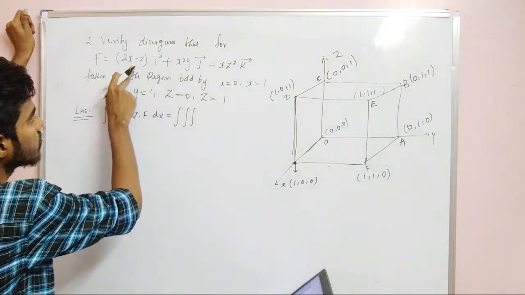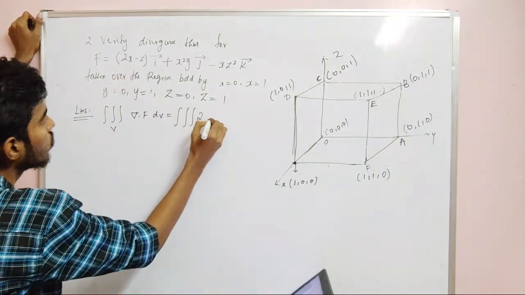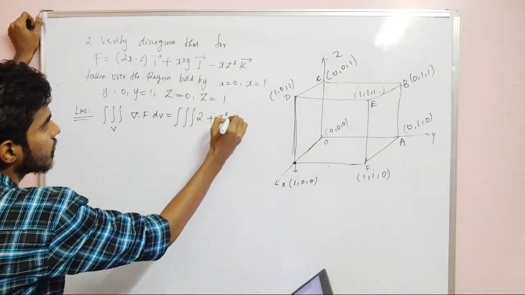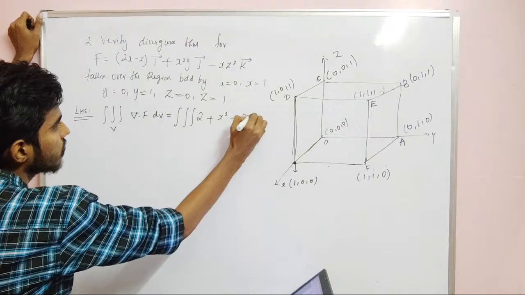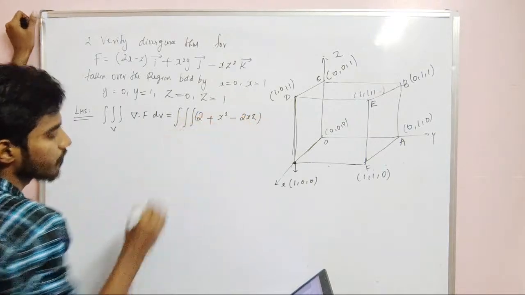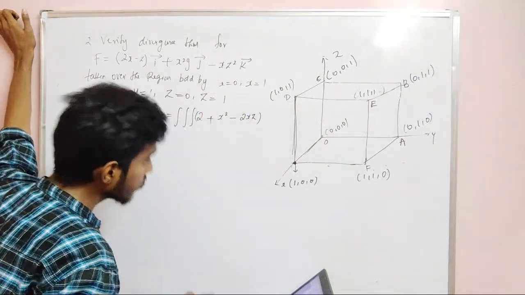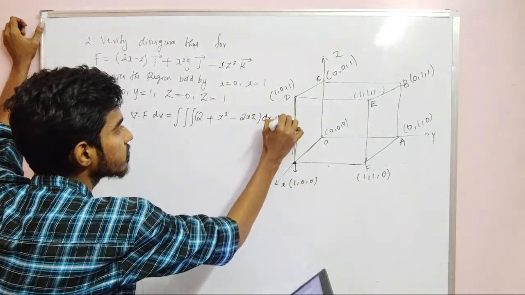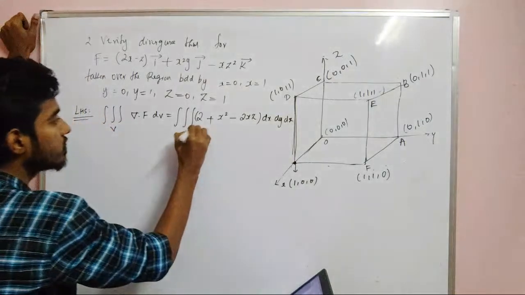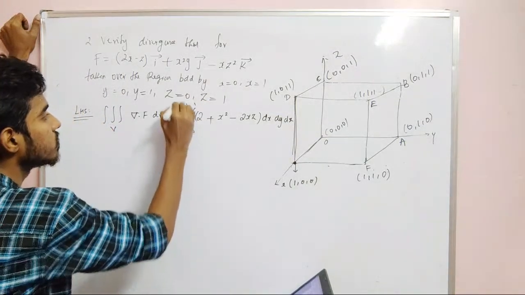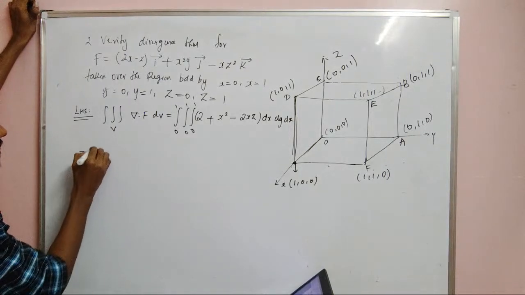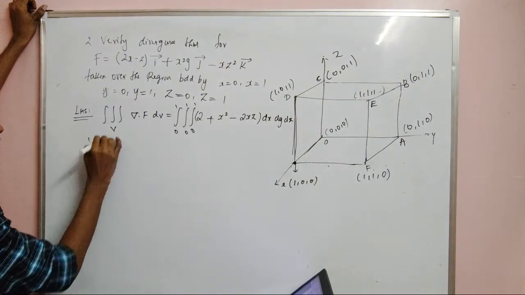First component with respect to x, we have 2, plus the second component with respect to y, we have x square, and the third component with respect to z, we have 2xz. So 2 plus x square minus 2xz, and our dV is dx dy dz, and you can see the limit is everything from 0 to 1. So we integrate this, integral 0 to 1, integral 0 to 1.